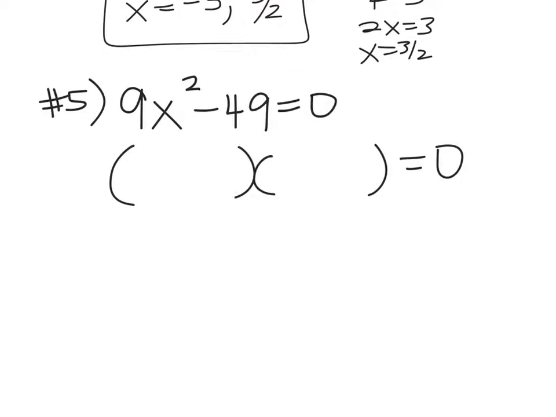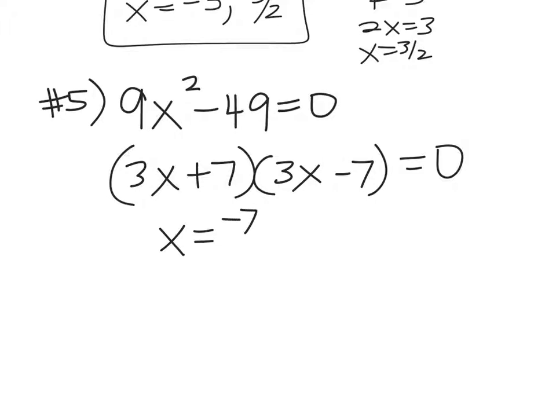Let's factor this as the difference of 2 perfect squares. So this is 3x times 3x. And then this is plus 7 and minus 7. So we're going to get 2 answers again. Here we set this equal to 0 and solve. So you would subtract 7 and then divide by 3. For this one right here, you would add 7 and then divide by 3. Okay?